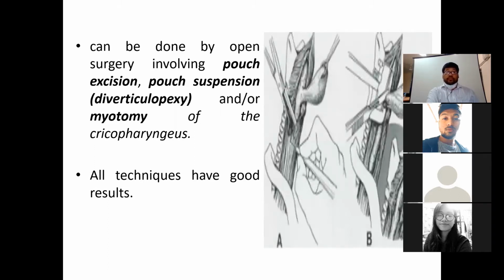So this myotomy is done in order to relieve functional obstruction. So it's better to do myotomy. On releasing the muscle fibers, we can see the mucosa pouting out through the area of the esophagus. So all techniques have good results.